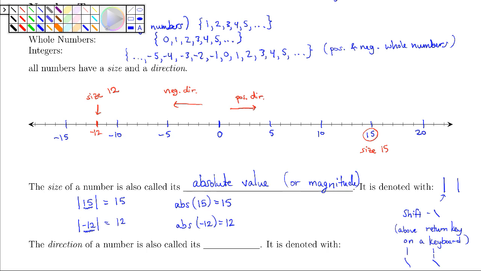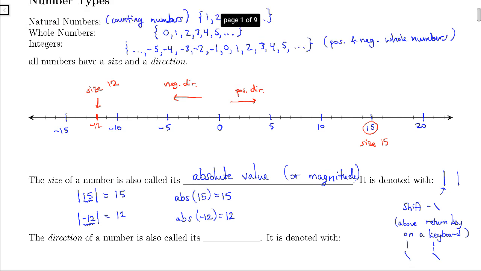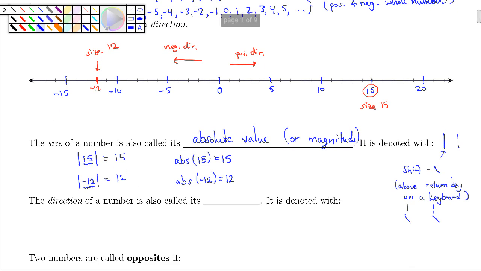Okay, so the direction of the number. This is where we talk about positives and negatives. We will also call this its sign, S-I-G-N, sign. So if I talk about the sign of the number 15, if I want to ask what sign is that, you would say it's a positive number. And what sign does the number negative 12 have? You would say it's negative.